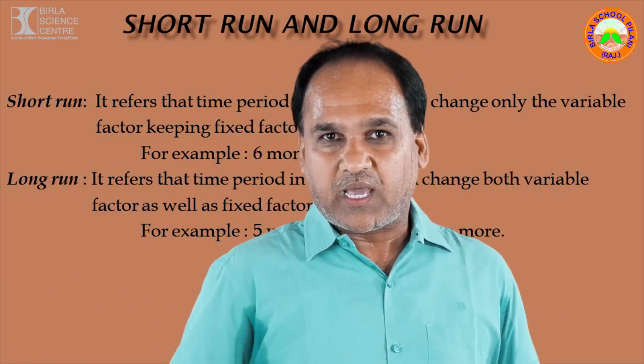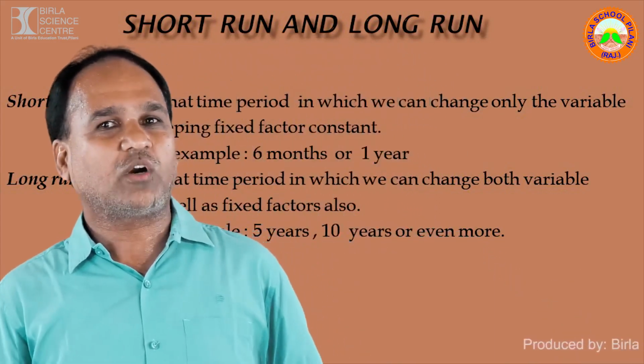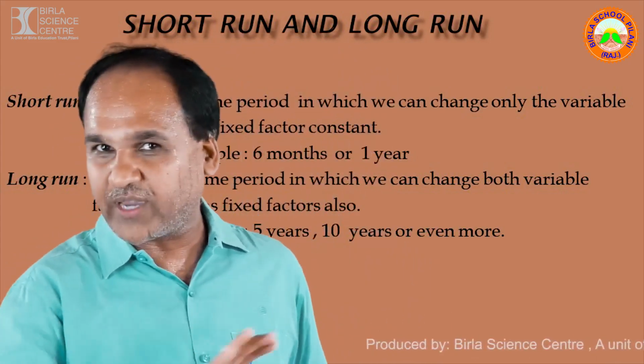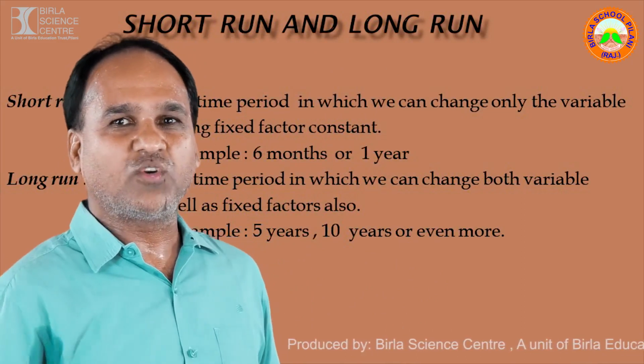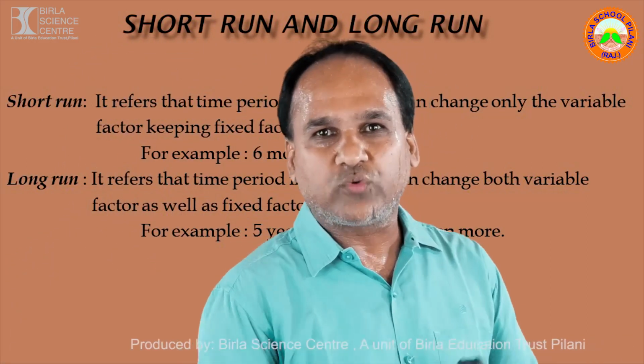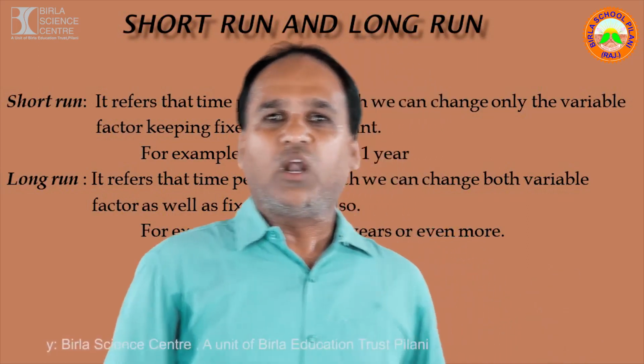Dekho, so simple. In short run, we are able to change labor. In short run, we are not able to change machine. So machine is your fixed factor. You cannot change it. And labor is your variable factor. So you can change it. So that's called short run. Next, long run.